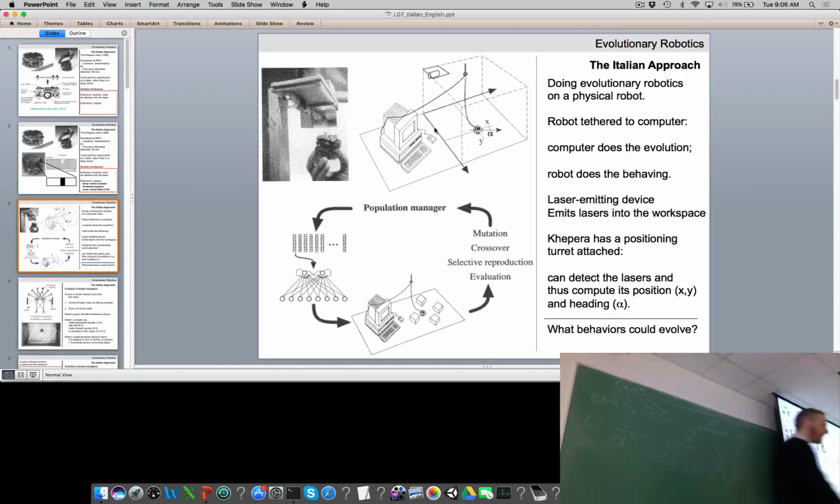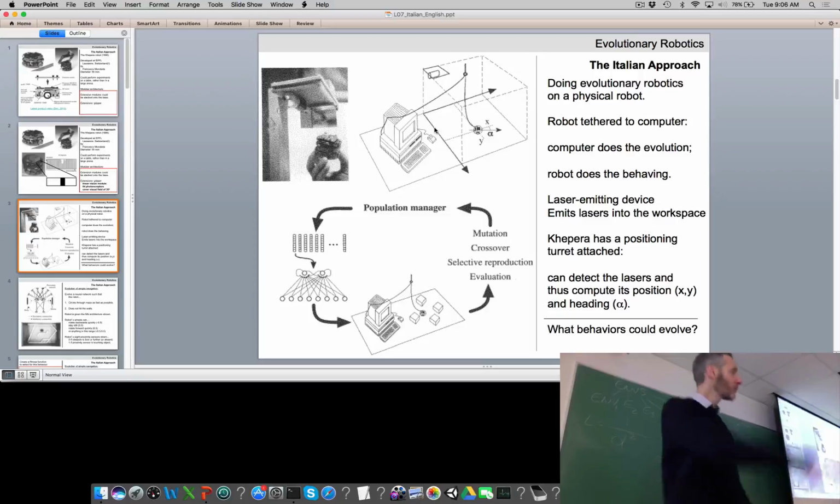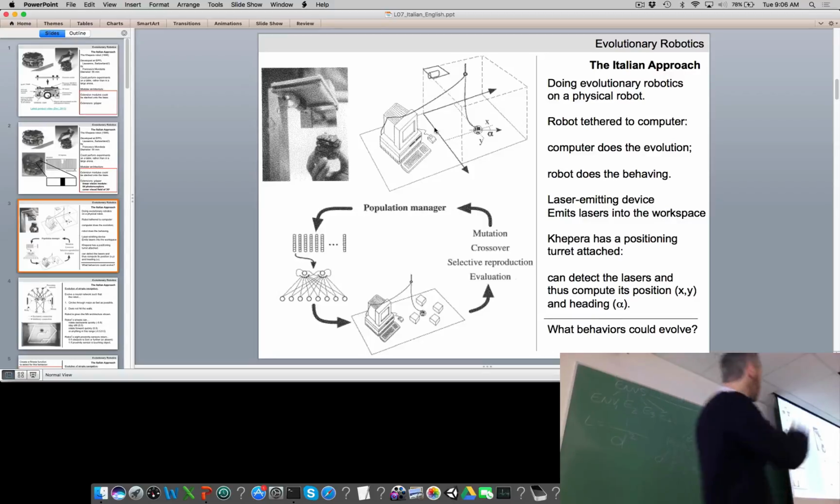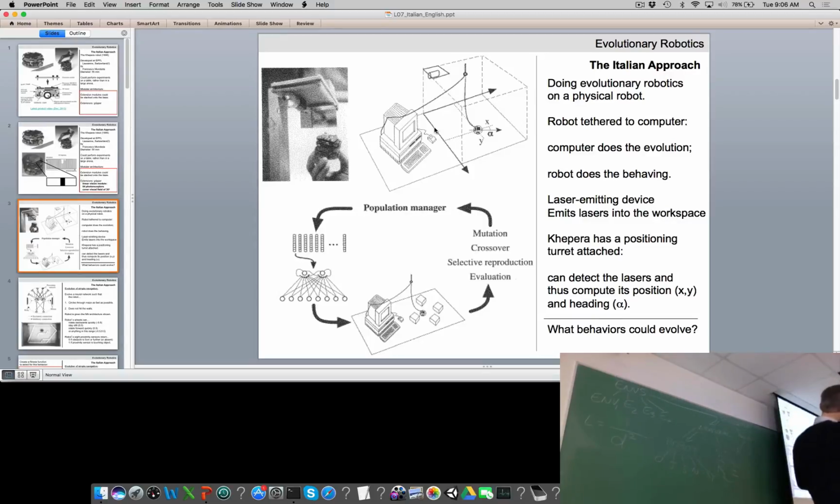So kind of an ingenious setup here. They have their Khepera robot moving around on a tabletop, and that robot is tethered to the computer. And as you would imagine, there's not a lot of computation available on the robot. So they did all of the evolution on the computer, and the robot did the behaving. Not only that, but they also simulated the robot's neural network on the computer. So the brain of the robot was not even on the robot. It was all done on the computer.